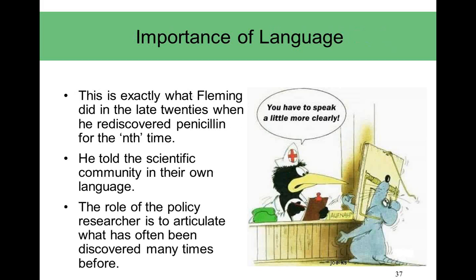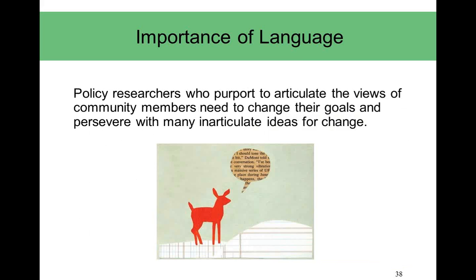That's exactly what Fleming did in the late 20s when he discovered penicillin for the nth time. He told the scientific community in their own language. That's really the importance of Fleming, that he was able to articulate it in the language of the elite and the language of the mainstream. No one before that had done that. So that's his real role, as opposed to the discovery per se. The role of the policy researcher is also to articulate what has often been discovered many times before. Policy researchers who purport to articulate the views of community members need to change their goals and persevere with many inarticulate ideas for change.